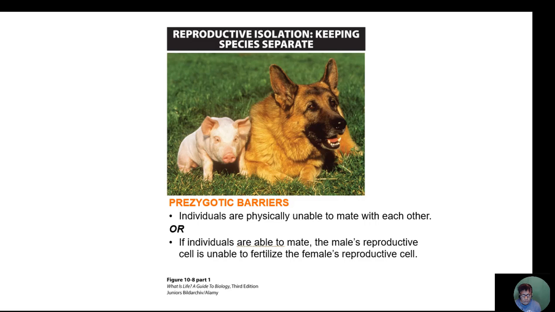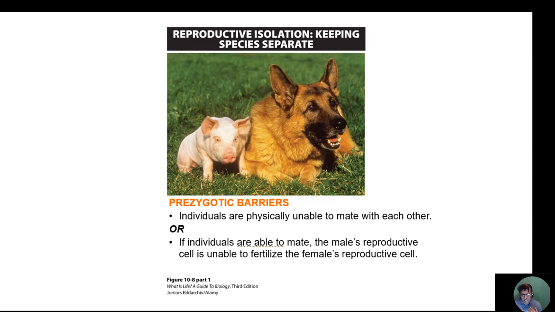So when we look at the reproductive isolation, what is keeping species separate? Why can't other organisms interbreed with other organisms, right? That's a pretty valid question. Well, we've got barriers. Nature has barriers. So there's a pre-zygotic barrier, before the zygote, right? That makes individuals physically unable to mate with each other. Or if they're actually able to mate, the male's reproductive cell is unable to fertilize the female's reproductive cell. So that's a pre-zygotic barrier. Can't even become a zygote, right?